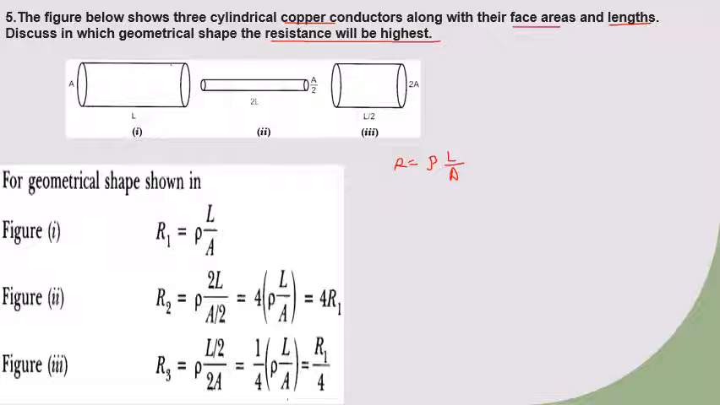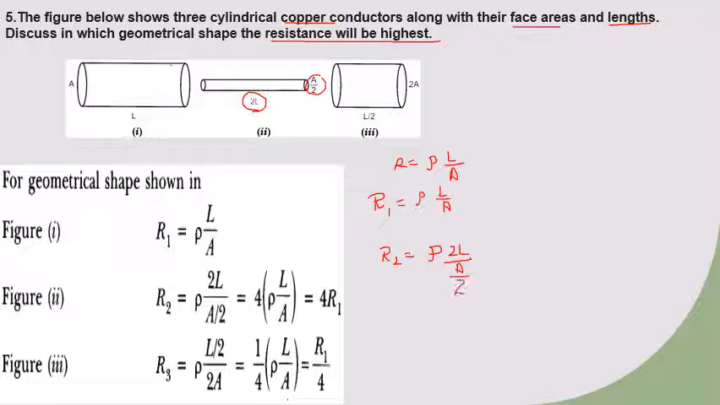Let's find the resistance of the first figure, that is R1. This is coming rho L upon A. Fine. So this is the resistance of the first figure. Now in case of the second figure, that is R2, the length has become double, so we take 2L, and the area of cross section has become half, that is A upon 2, right?